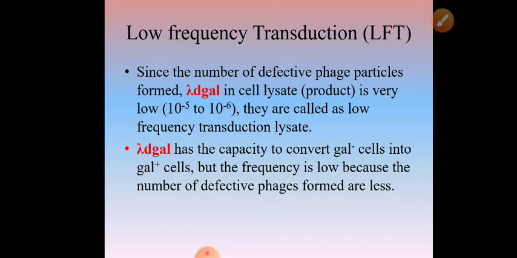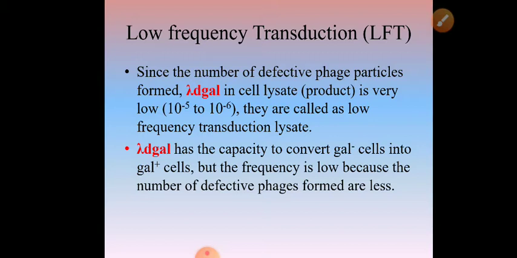Now, there are two types of transduction: low frequency transduction and high frequency transduction. Because the number of defective phage particles, that is lambda D gal, produced in a cell lysate is very, very low, that is 1 in 10 raised to 5 or 10 raised to 6, or rather we can say 10 raised to minus 5 to 10 raised to minus 6. The frequency of formation of defective phages under normal condition, under natural induction process, is very low. And because defective phages are formed in very low number, the frequency of transduction is also very low. Such a lysate is called a low frequency transduction lysate.